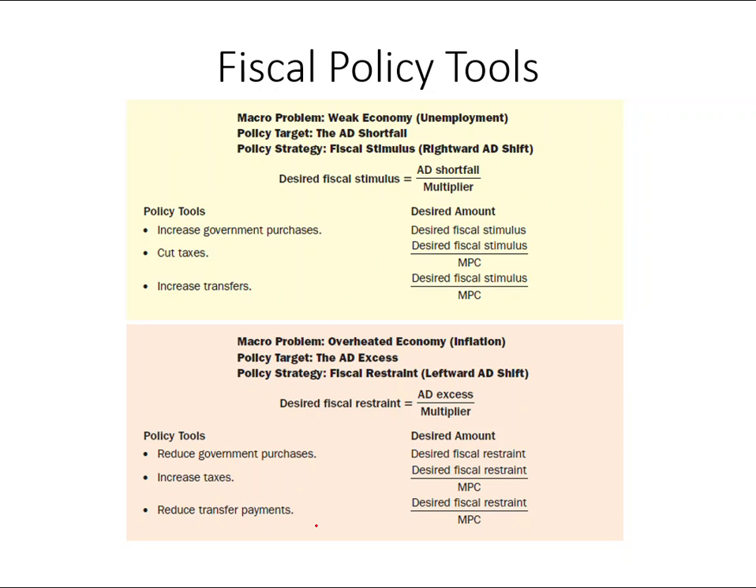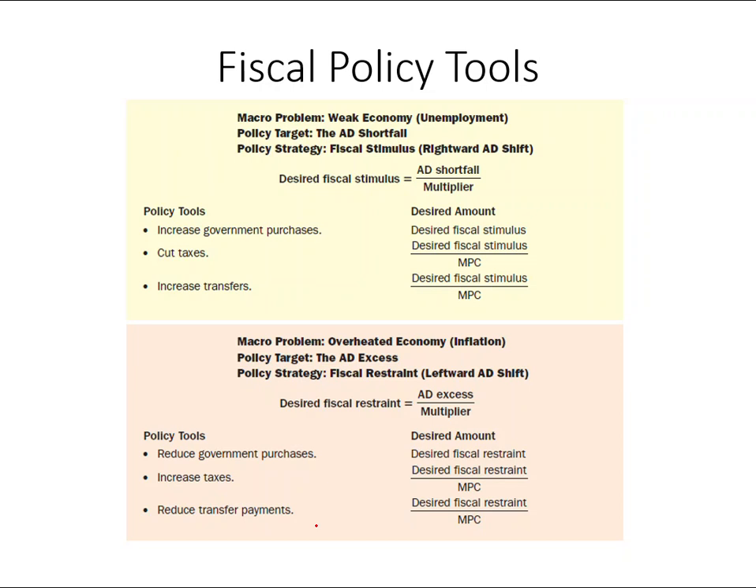In terms of policy tools for fiscal stimulus, we have increased government purchases, tax cuts, and increased transfers. The first is a little bit different from the last two when we talk about the desired amount. For increased government purchases, the amount will equal the desired fiscal stimulus. But for tax cuts or increased transfers, it equals the desired fiscal stimulus divided by MPC. The reason is that the last two actually affect disposable income instead of directly affecting the economy.